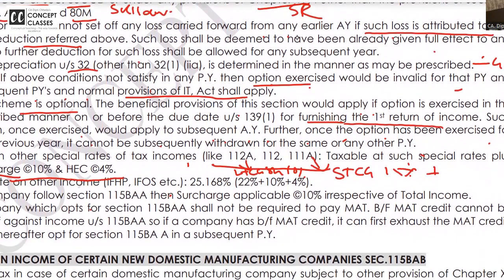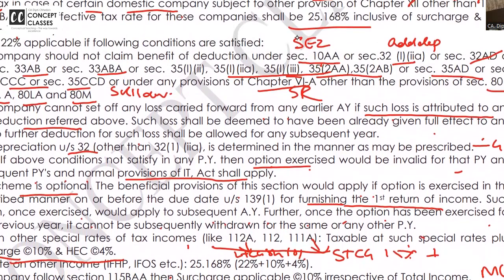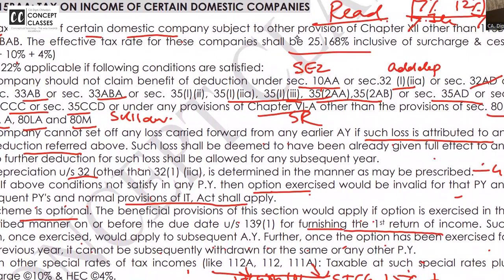If the company follows 115 BA, surcharge is applicable irrespective. This can be asked in MCQs. Surcharge तो वैसे भी लगेगा, वैसे भी लगेगा. Company which opts for 115 BA is not required to pay MAT. Brought forward MAT credit cannot be set off. So if you are going for this concessional rate, then you can't go for MAT. Which MAT? Your 15%. No, you cannot go.